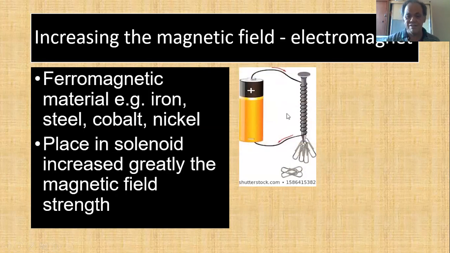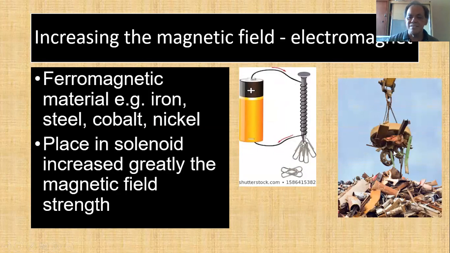That's roughly what you all studied in lower form, the simple electromagnet. There is also a stronger electromagnet that we can use to separate metallic parts from non-metallic parts.